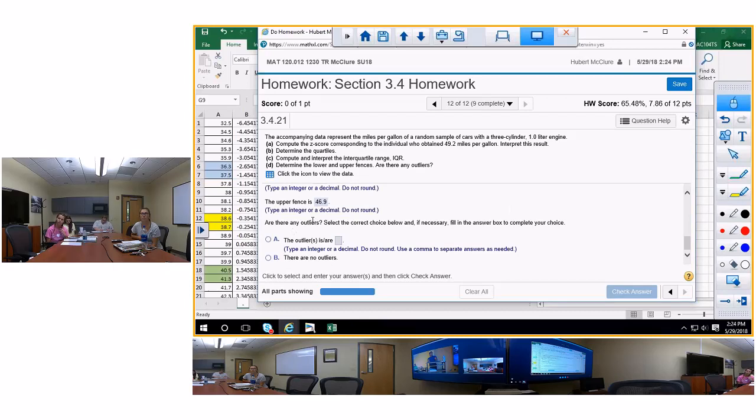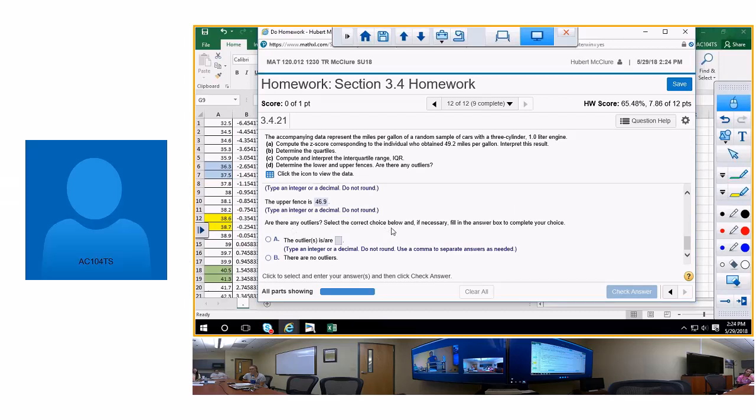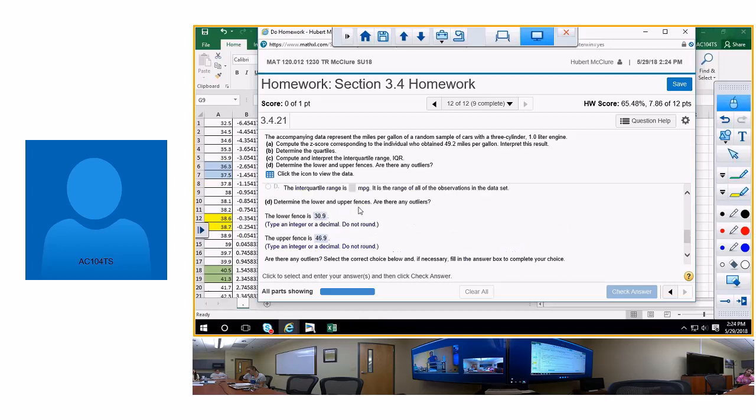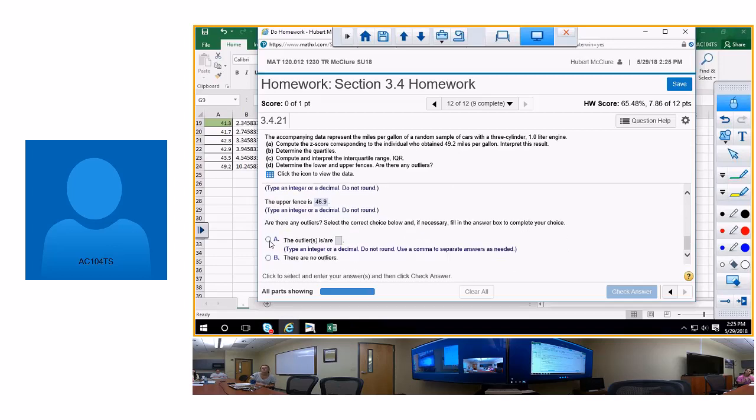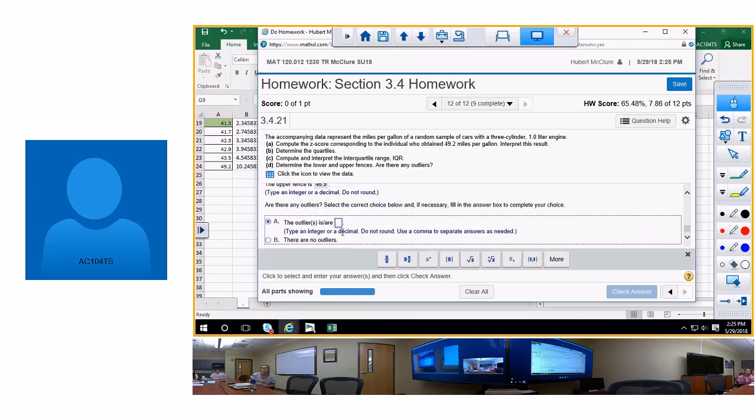Are there any outliers? Okay, we'll go back to the table. What was our lowest? Our lowest was 30.9. Any below 30.9? No. 46.9. Any above 46.9? One. Yes. And are there any outliers? Yes. 49.2.